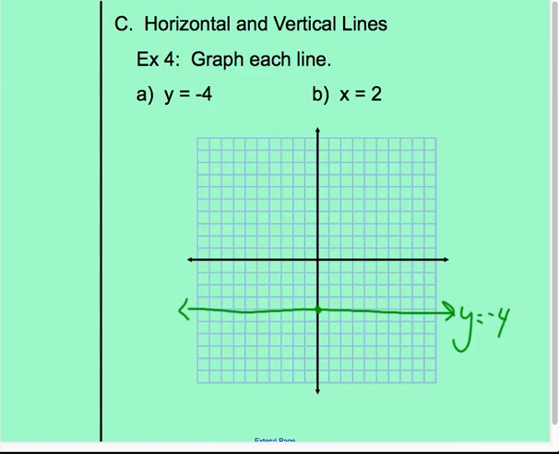And my x equals 2, again I have an x-intercept, x equals 2, but I have no y-intercept, so my line is parallel to the y-axis. And I end up with a vertical line.